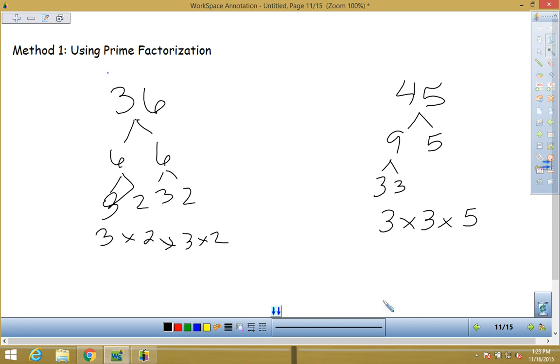Cece, what do you notice? They both have 2 3s. So here's this 3 and this 3, this 3 and this 3. Haley, what's my answer? 9. Good. So the GCF here is 9.